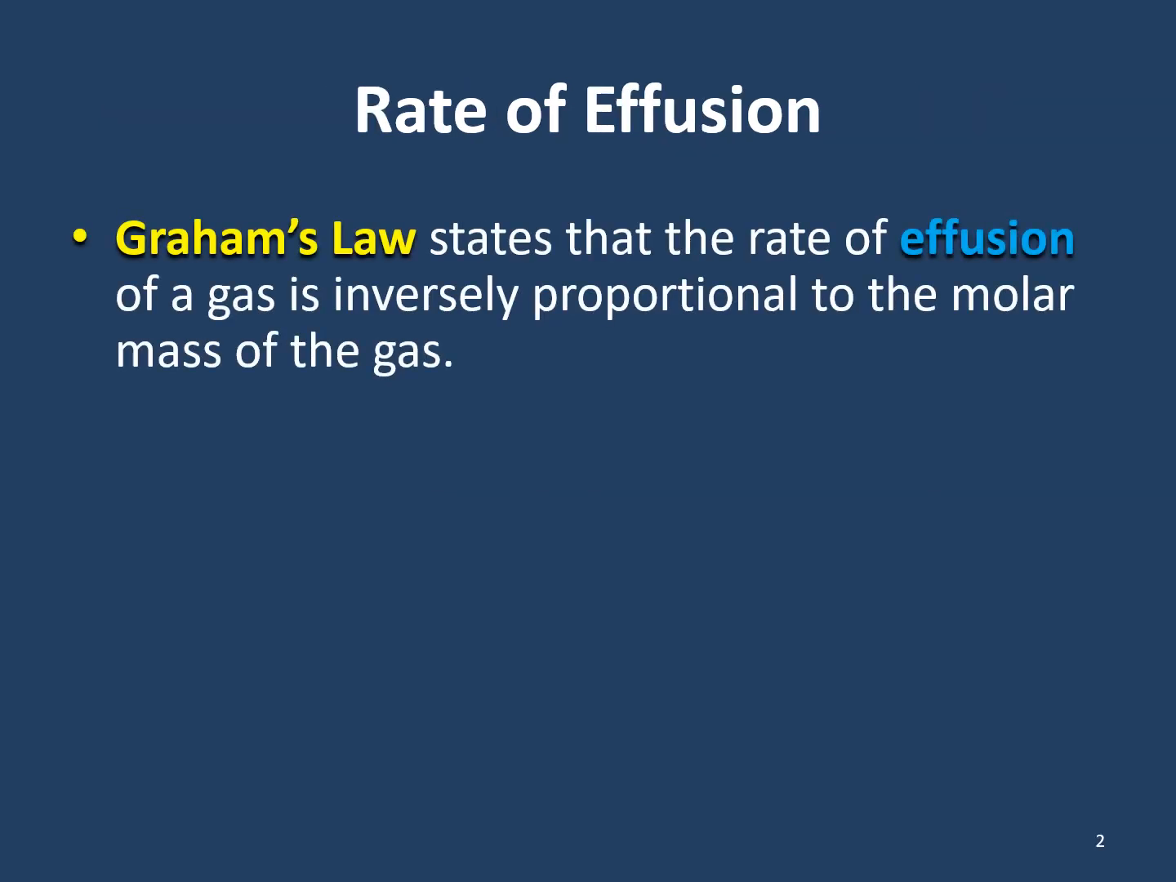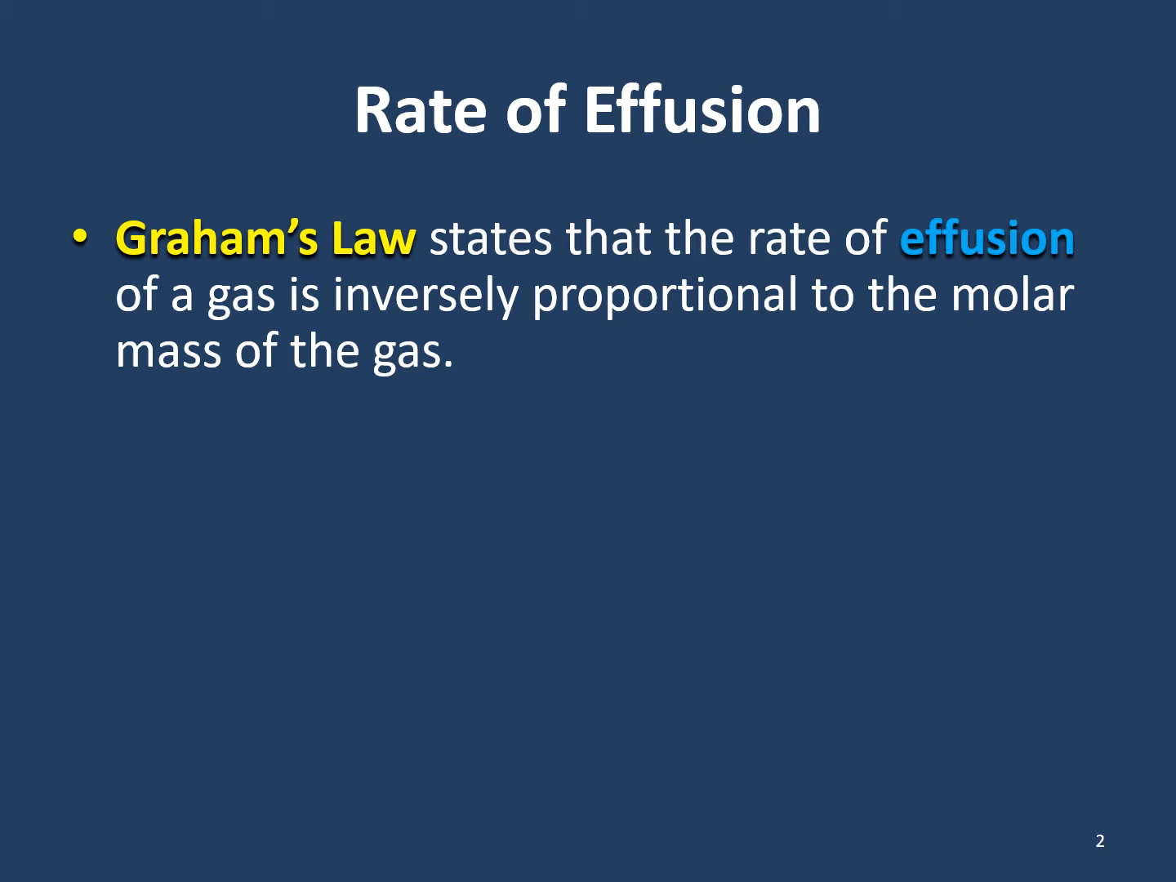Now, there's a law here that we can use to calculate molar mass or rates of effusion of a gas, and that's Graham's law. Graham's law basically states that the rate of effusion of a gas out of a container is inversely proportional to the molar mass of the gas. Now, in the last lecture video, we talked about how the heavier your molar mass, the slower your gas moves. So hopefully that makes sense, right?